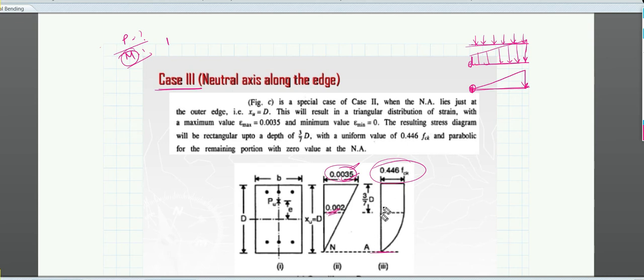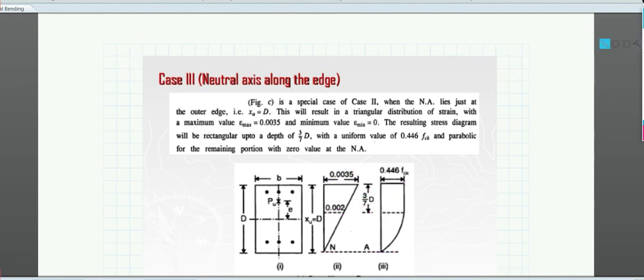So in this case, if the neutral axis is just at the edge of the section, the maximum strain will be 0.0035, and 0.002 where the rectangular stress distribution diagram starts. This is 3 by 7 D. So I think there is nothing to explain here. It is very pretty clear.